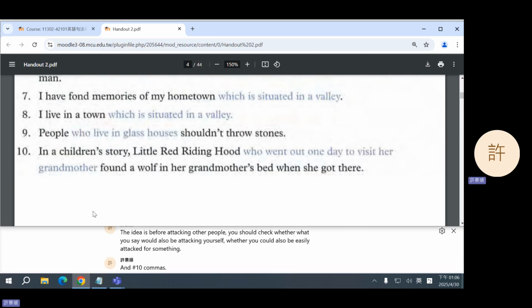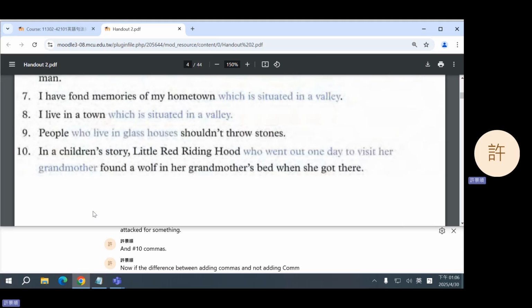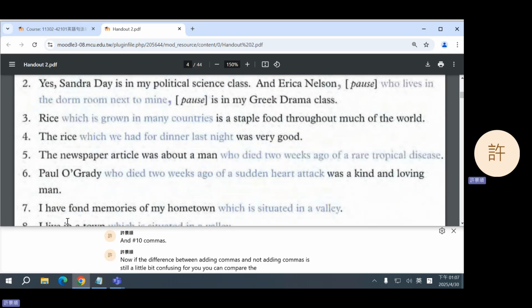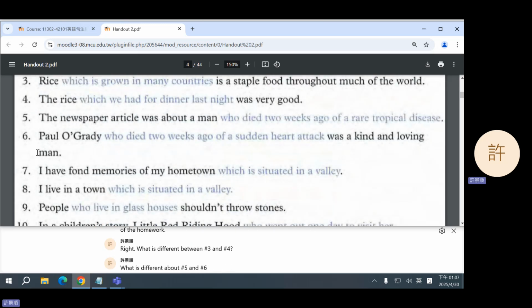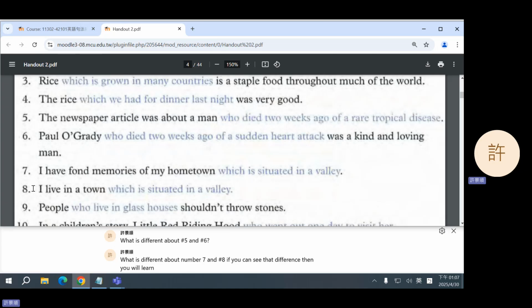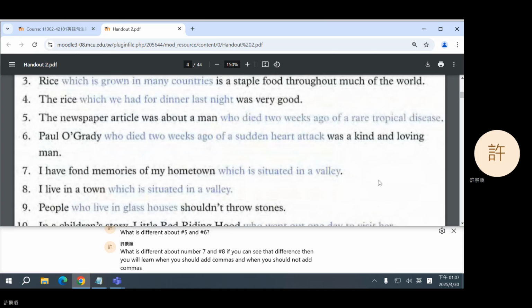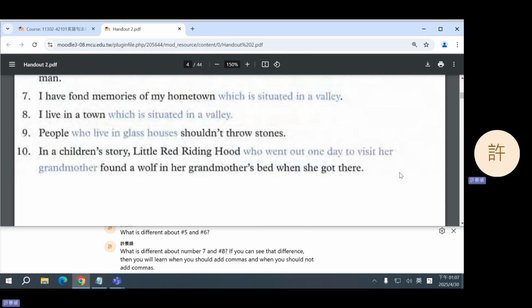Now, if the difference between adding commas and not adding commas is still a little bit confusing for you, you can compare the examples in this part of the homework, right? What is different between number 3 and number 4? What is different about number 5 and number 6? What is different about number 7 and number 8? If you can see that difference, then you will learn when you should add commas and when you should not add commas. Okay, questions about this page?